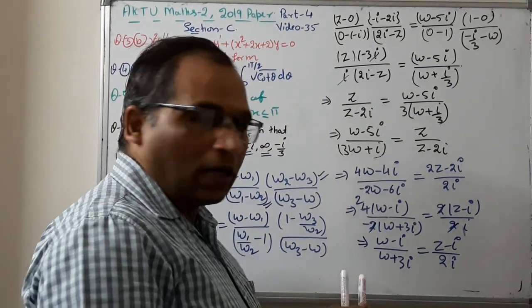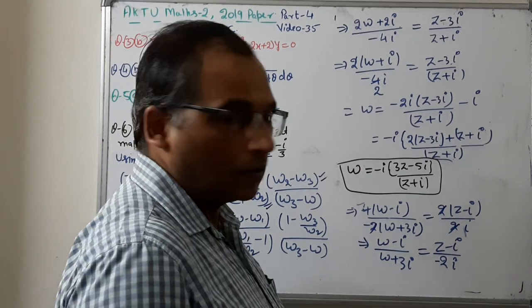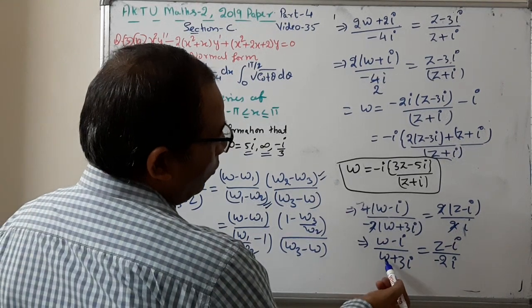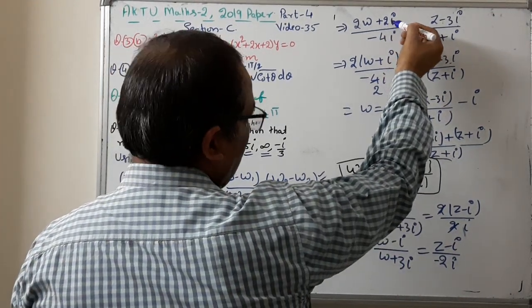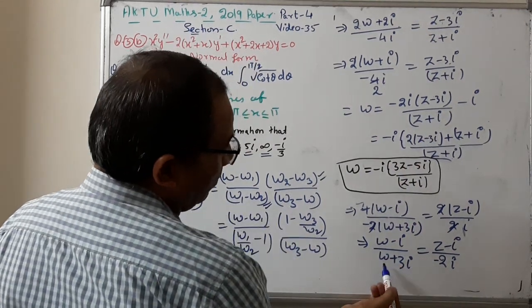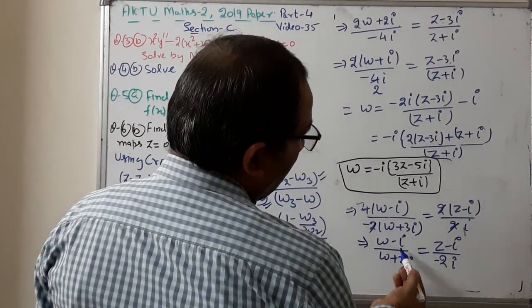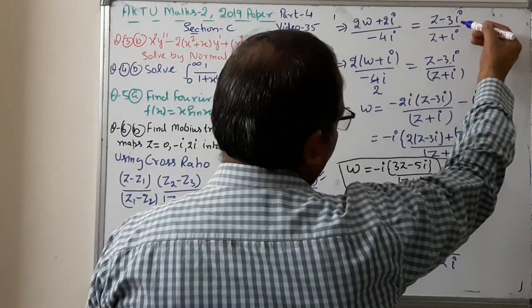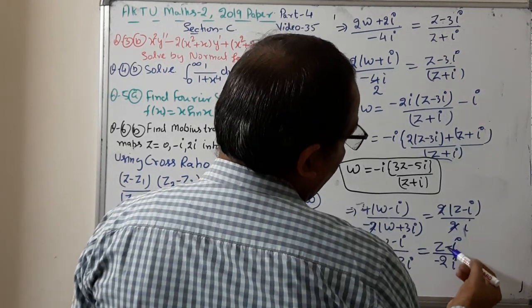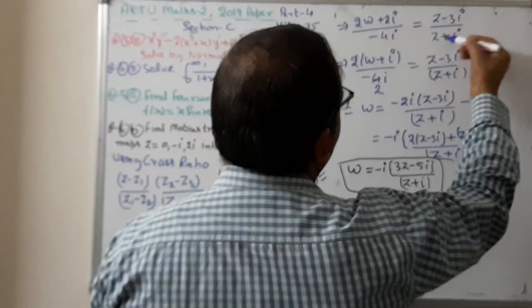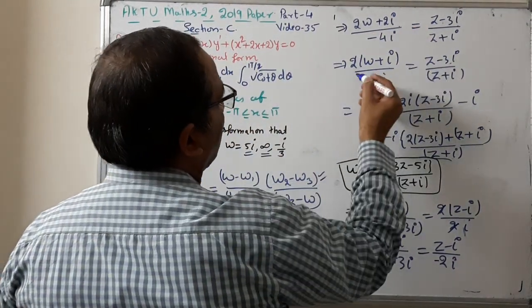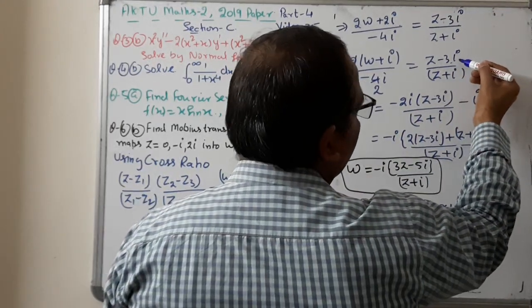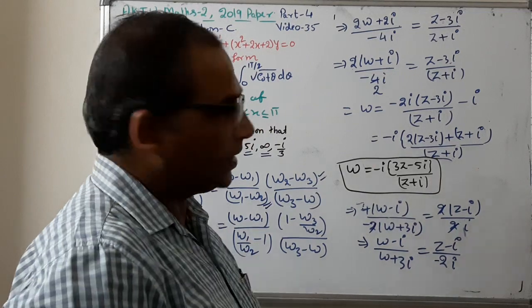Now again apply componendo dividendo. Again apply here componendo dividendo, we get, add this to (w minus i) upon (w plus 3i), that is equal to 2w plus 2i upon subtract numerator minus denominator, so w and w cancel out, so minus i minus 3i, that is minus of 4i, that is equal to z minus 3i, right, because when we add we get z minus 3i and when we subtract we get z plus i. So taking 2 common, 2 times of (w plus i) upon minus 4i, that is equal to (z minus 3i) upon (z plus i), right?